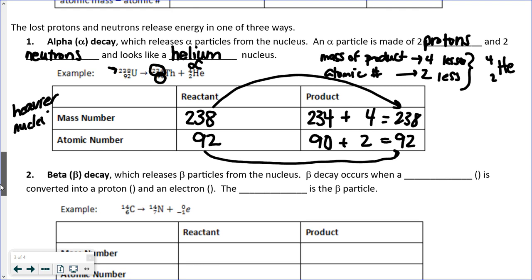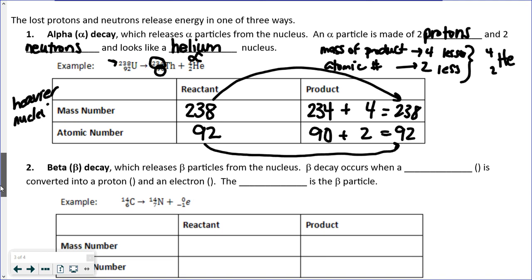So the next type of decay that we can have is beta decay. So beta releases beta particles from the nucleus, as alpha decay releases alpha particles. Beta decay occurs when a neutron, so again, the way I represented a neutron, has a mass number of 1 and no atomic number, is converted into a proton.